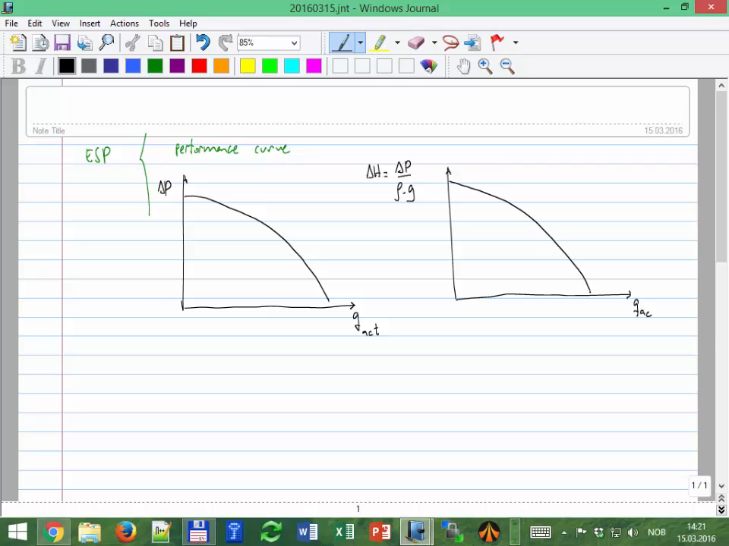It's called head. And why do people work with head? Because there are many types of oil, many different densities, many different kinds of fluids. The pump will give different delta P depending on which fluid it is handling, but all the time it will give the same head. If we divide this delta P by the density, it's a way to normalize the performance of the pump. And usually this curve is measured.